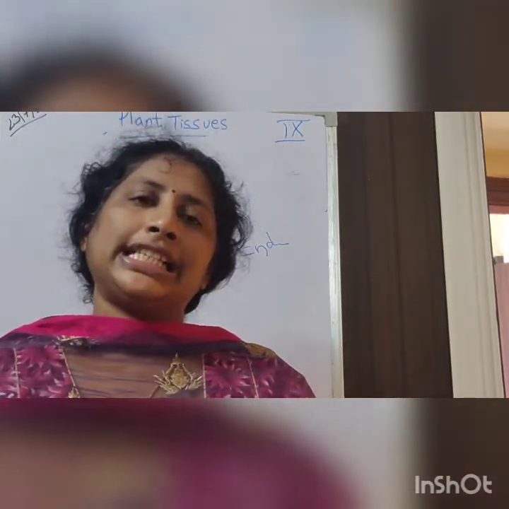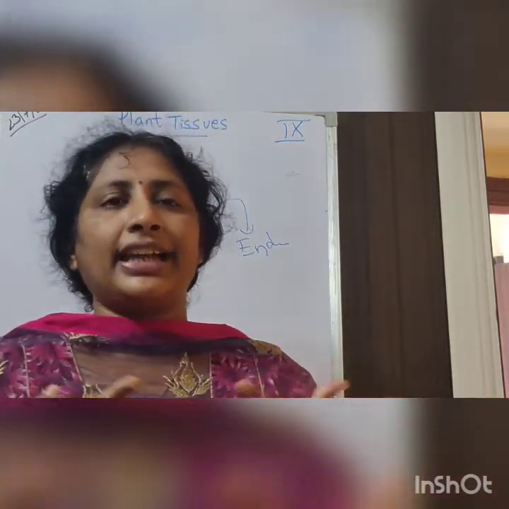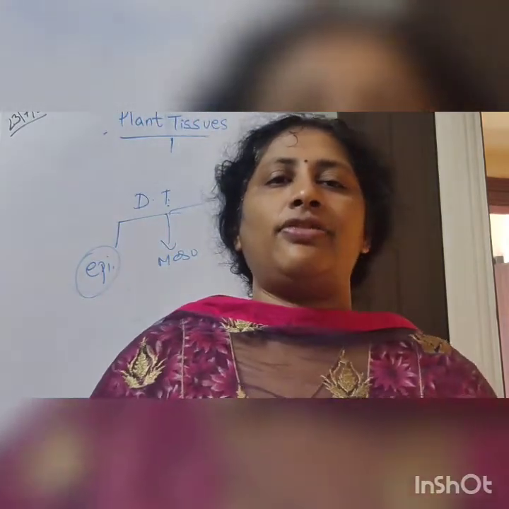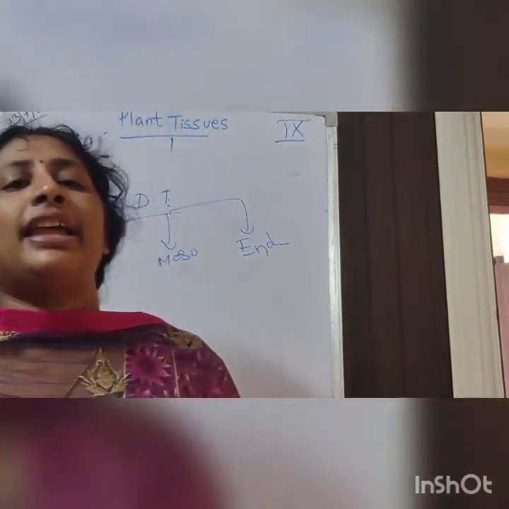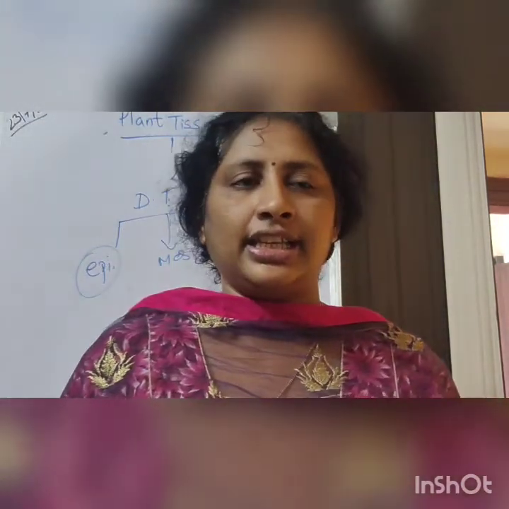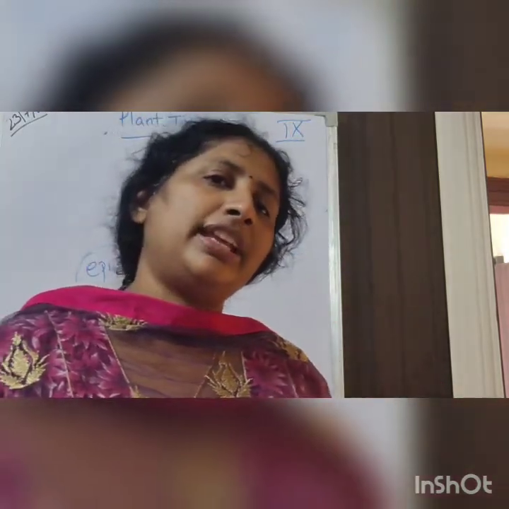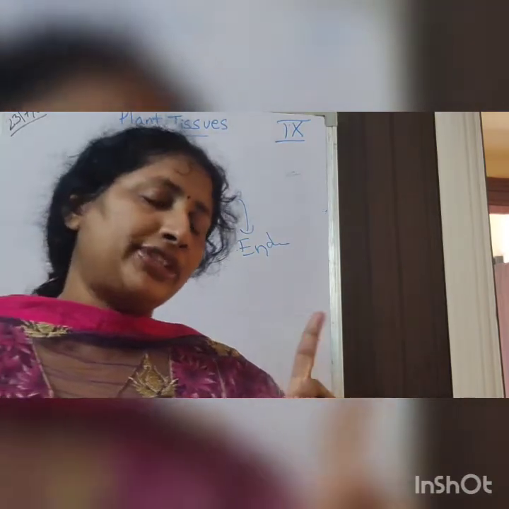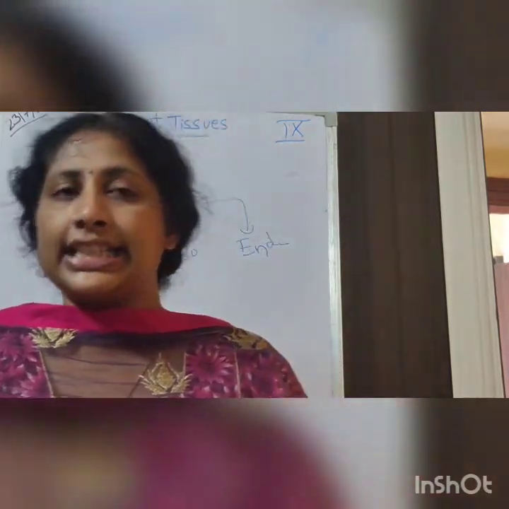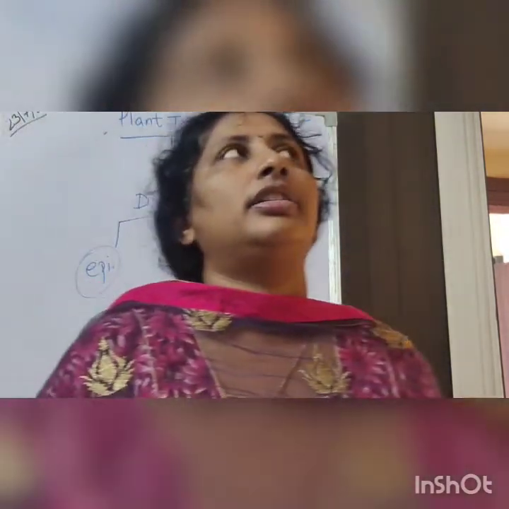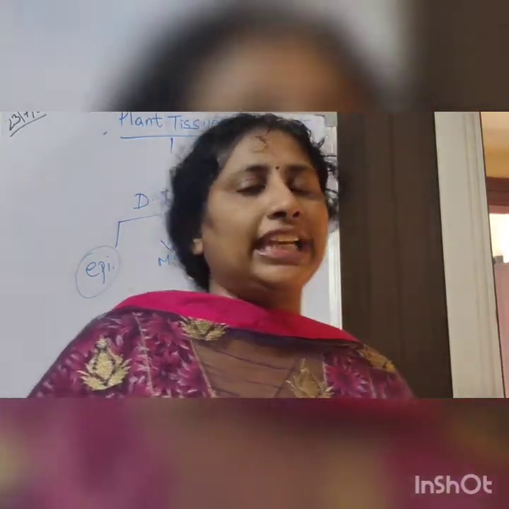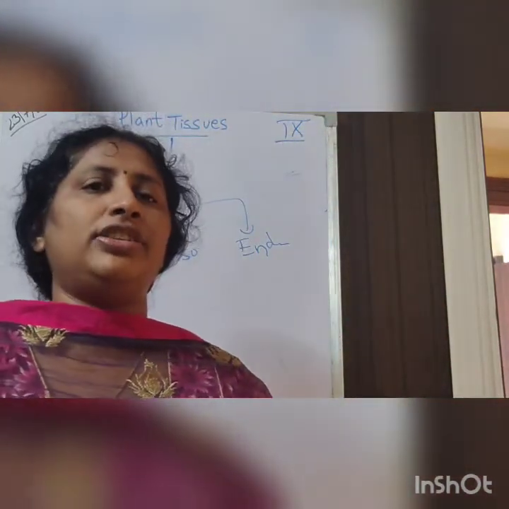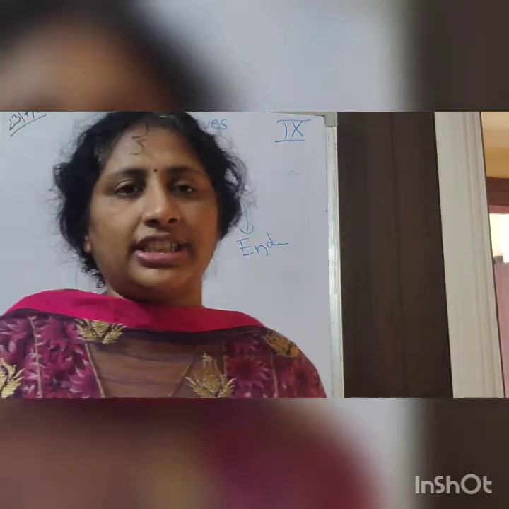Next, coming to the sclerenchyma. The cells are compactly arranged without any space. They are made up of dead cells. And the cell wall is made up of lignin. In collenchyma, the cell wall is made up of cellulose and pectin, and in sclerenchyma, the cell wall is made up of lignin. These points are not present in your textbook, but for your information, I am giving. Okay.